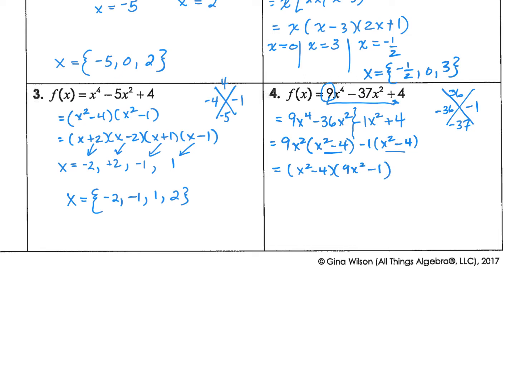All right. Can we factor these further? Yes. So what does x squared minus 4 factor into? Yep, difference of two squares. X plus 2, x minus 2. All right. 9x squared minus 1. Is it the difference of two squares? Yes, it is. 9x squared is a perfect square. 1's a perfect square. So what does it factor into?